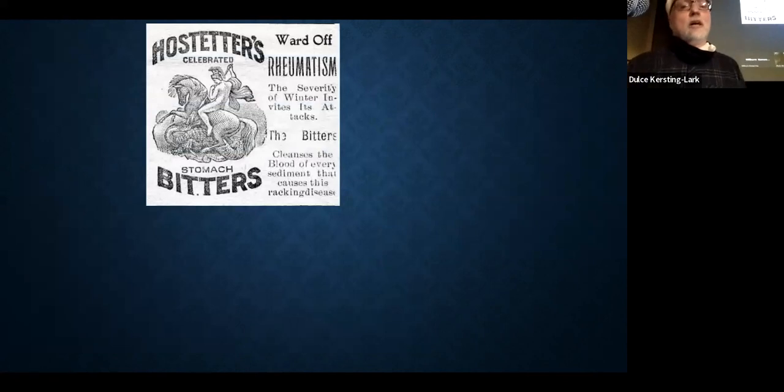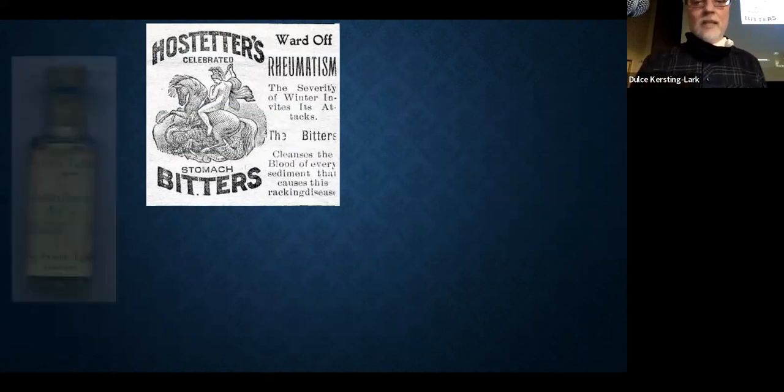All right, this is Hostetter's stomach bitters. This is opium as well. Now, bitters are any of these patent medicines that have to do with digestion. And so these were, like it says there, cleanses the blood of every sediment that causes this racking disease. So it clears your blood. This is just opium and alcohol, primarily, with a few herbs and spices to make it medicinal.